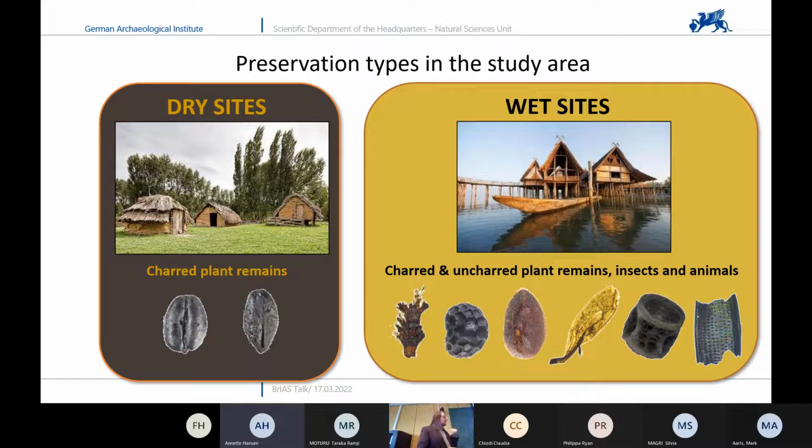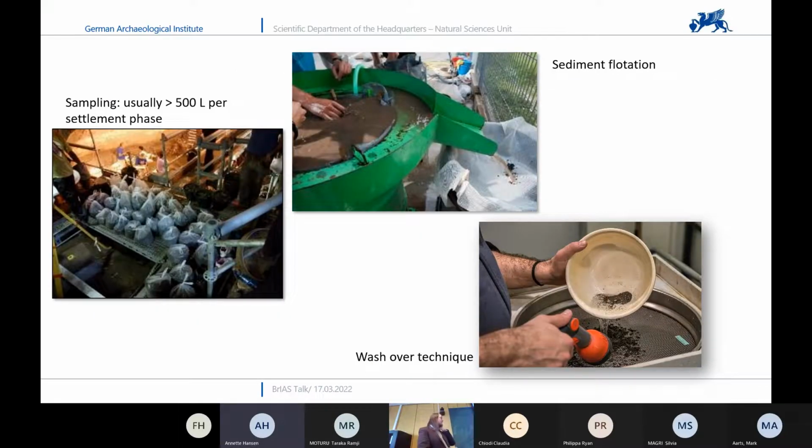In wet sites, it's quite different. There you may have at least a good representation of everything that was thrown as garbage. So chaff remains of cereals in uncharred condition, seeds, leaves, and then also fish remains, insects, everything is much better preserved. So in our project, we really went to look for wet sites or sites with waterlogged deposits. And basically what you do is take loads of sediment samples, usually several hundred liters per site. This needs to be sieved, and then, on the principle of density, you remove charred material on dry sites and you recover it in these sieves, and then you sort it.